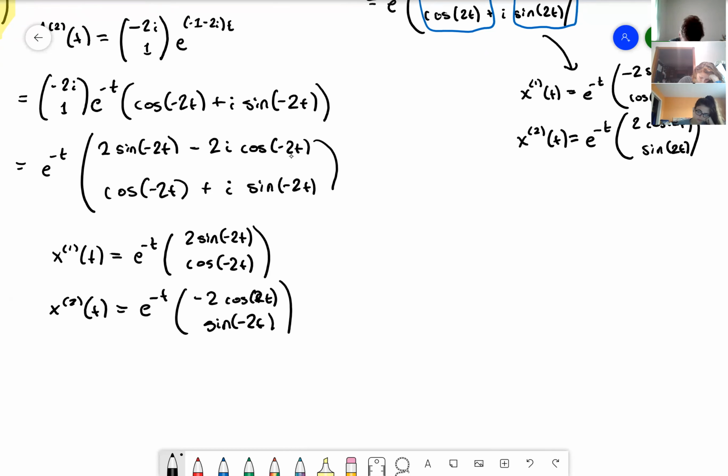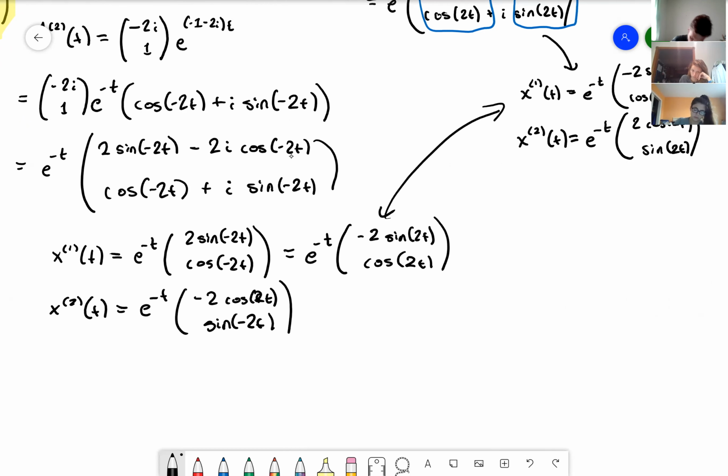Okay, so do we get the same thing? Well, on the first one, e to the minus t, 2 sine of negative 2t, because sine is an odd function, we can rewrite this as negative 2 sine of 2t. And cosine is an even function, so this is cosine of 2t. And we see that we do get the exact same thing for x1.